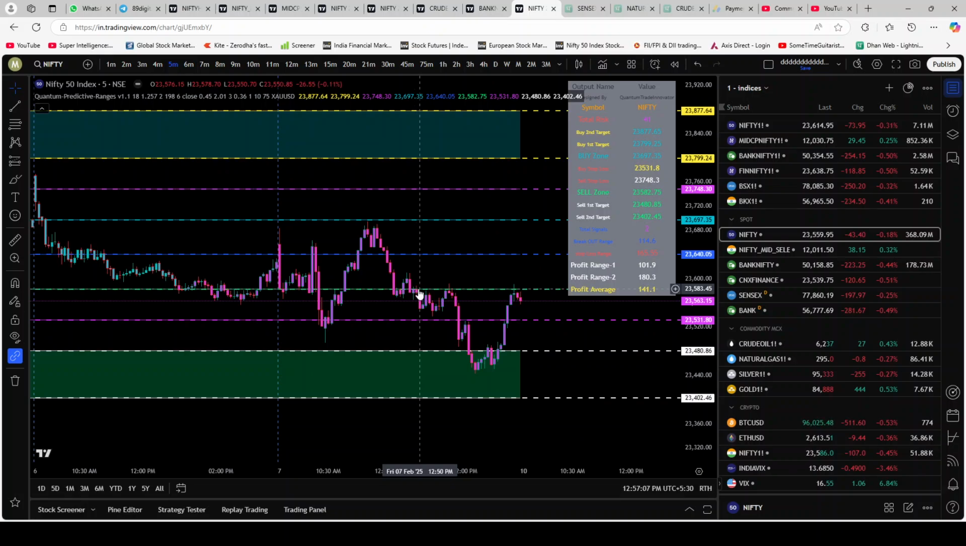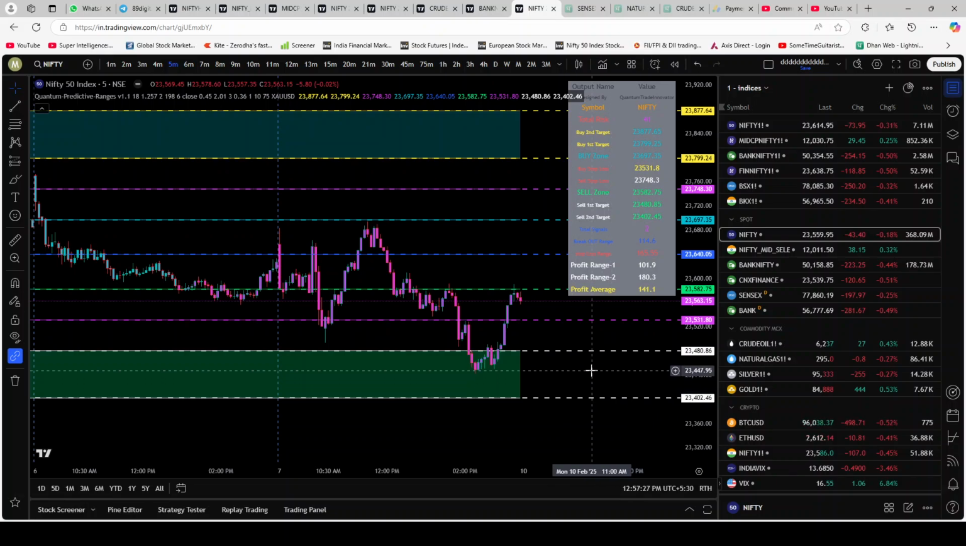If somebody sold over here, it went and hit the first target for sure. The second target will be 23402, which is this over here. All right, this I think will come on Monday by the looks of it, because when I'm looking at the US futures currently, it's looking like it's going to get there.